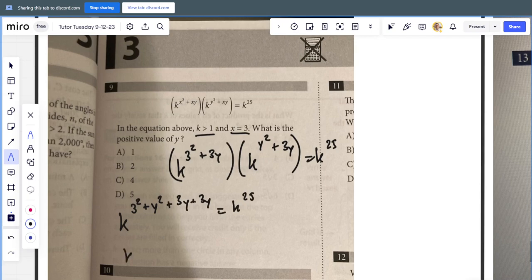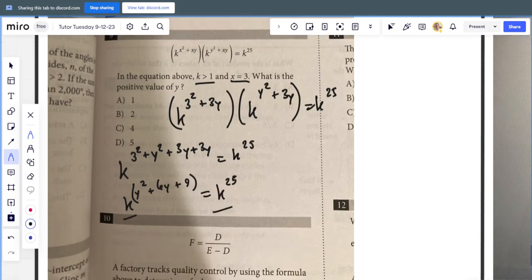So what's that mean? I see a form that is emerging here that might make this easier for us. If I rewrite it as k to the y squared plus 6y plus 9, you guys may be able to see where I'm going with this. Since we've got k and k as both of our bases, we should be able to just equate the exponents. Also, this factors as y plus 3 squared equals 25. Really nicely set up for us here.